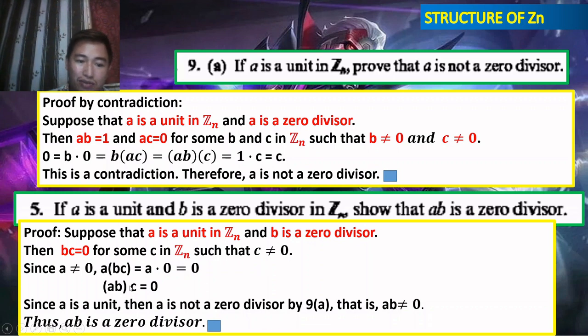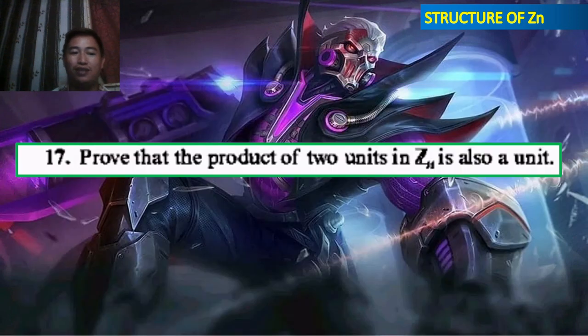And C is not equal to 0, because their product is 0. Thus, class AB now is a zero divisor. Okay, next class, number 17.